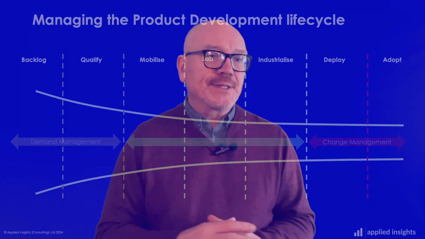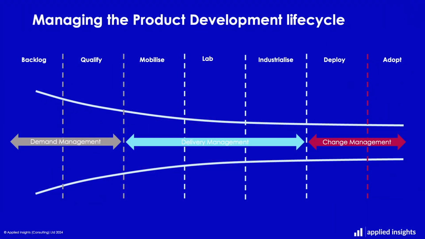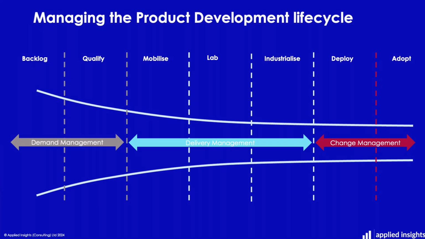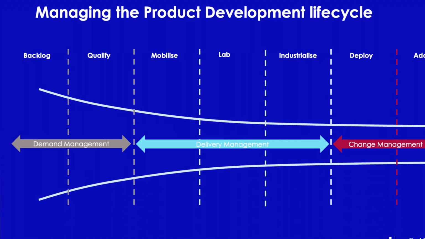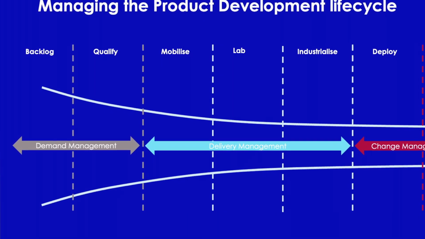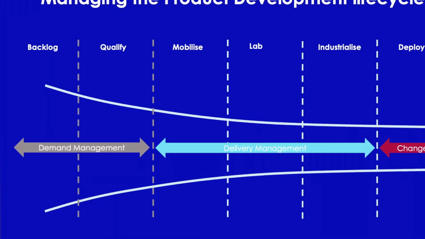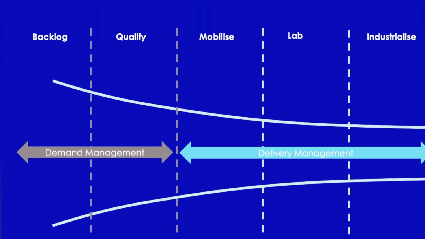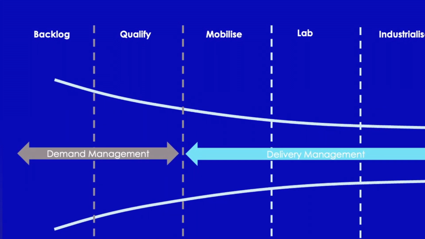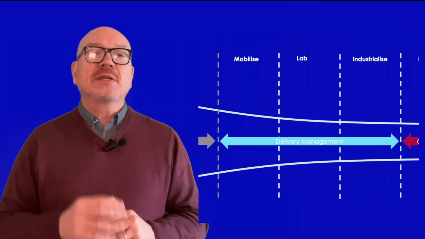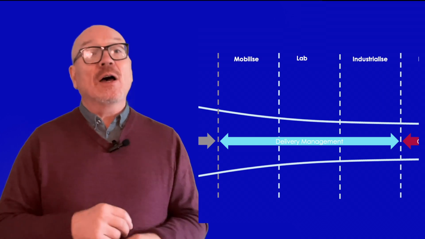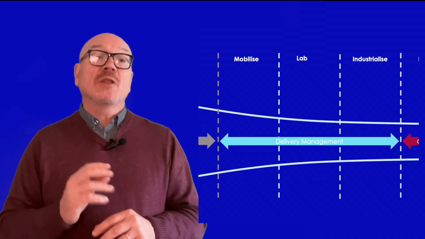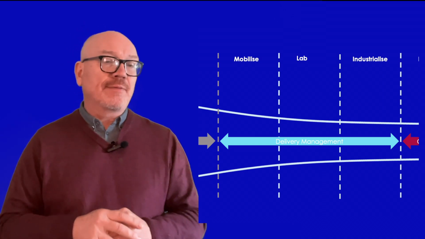Now we can break the life cycle down into three main stages. First of all, there is demand management. And this is where items of demand are captured and added to the backlog. They then go through a qualification process and a decision is made as to whether to move the demand item into the lab to develop an MVP or a proof of value. And then there's delivery management, which covers the development of the product from the time it goes into the lab through to the point where it's industrialized within the factory.